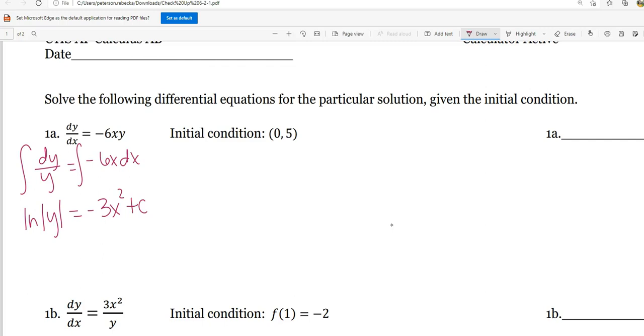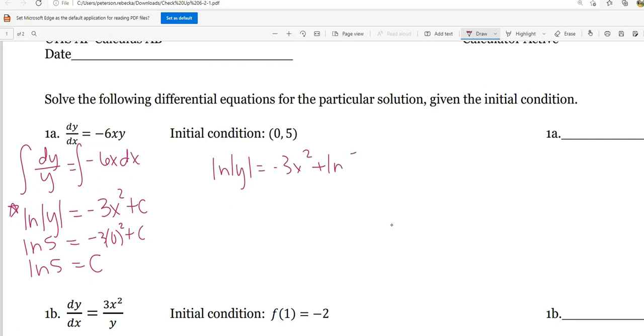Next, I am going to find c using the initial condition x is 0, y is 5. So I've got ln of the absolute value of 5 equals negative 3 times 0 squared plus c. So c is ln of 5. All right, so now I'm going to come back to this spot and plug in c. So I've got ln of the absolute value of y equals negative 3x squared plus ln of 5.